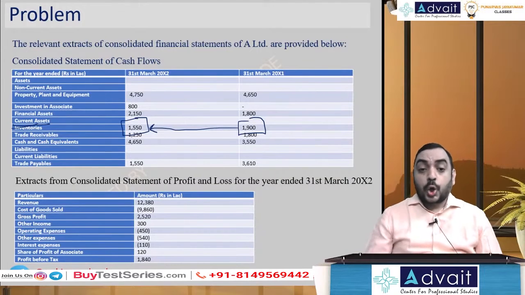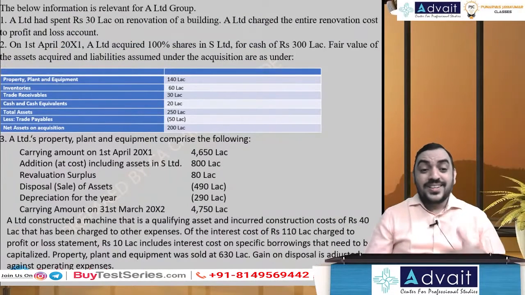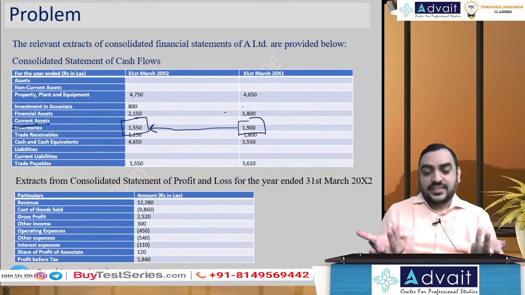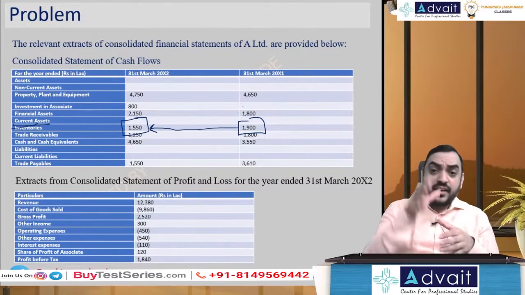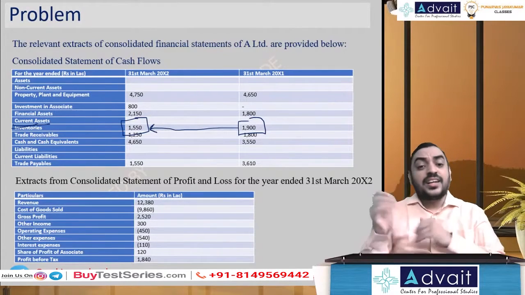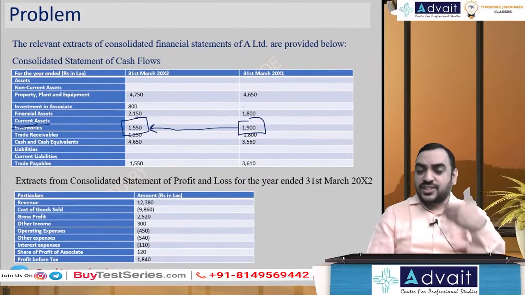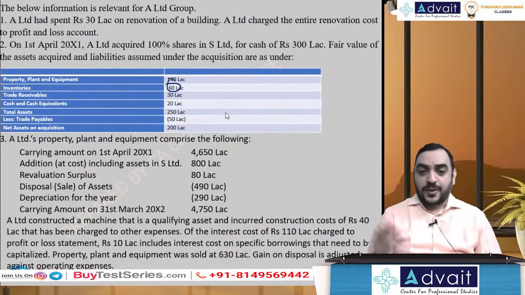So my closing balance 1550, from that I'm going to subtract 60 lakhs. Or for the opening balance 1900, I can add. Both ways it is same. For the 1900, I can add 60, then compare 1550. Or from 1550, I can subtract 60 and find out the balancing figure. Both ways it is same.